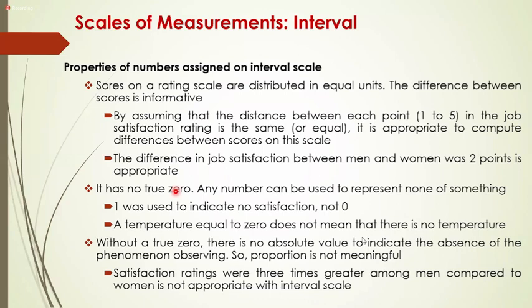So the order is also meaningful. It has no zero, because a temperature equal to 0 does not mean that there is no temperature. In this also, if we are assigning 0, then we cannot say that there is no satisfaction. We can use 1 or 0 to indicate no satisfaction. So if there is no true 0, then the proportion is also not meaningful, right? So these are the properties of the interval scale.